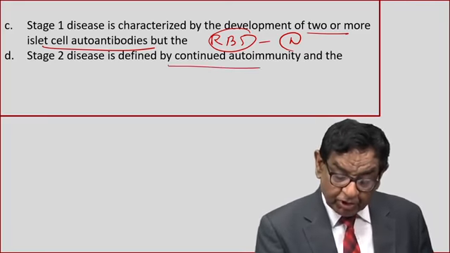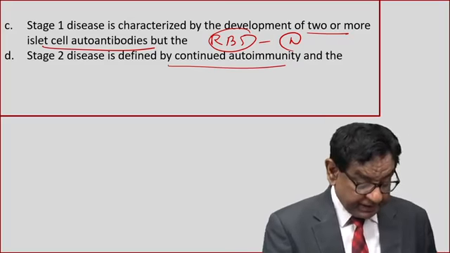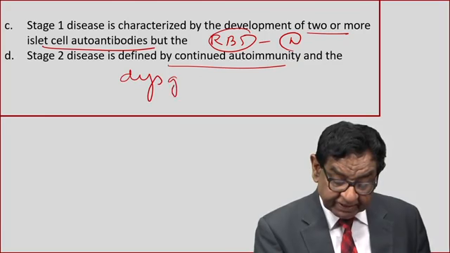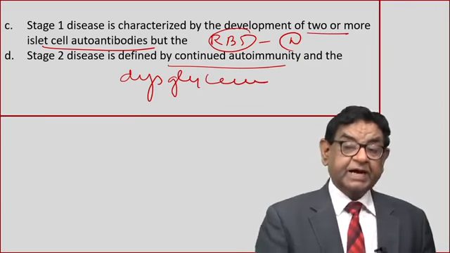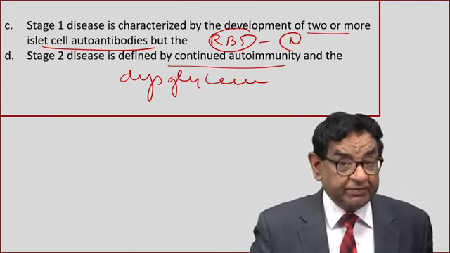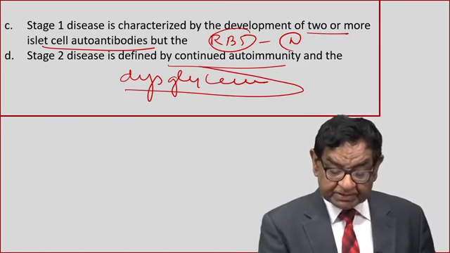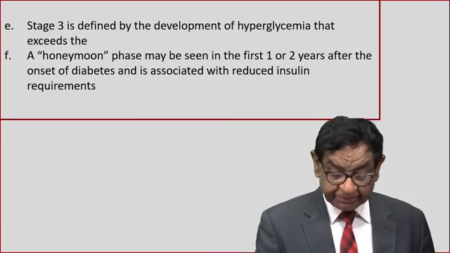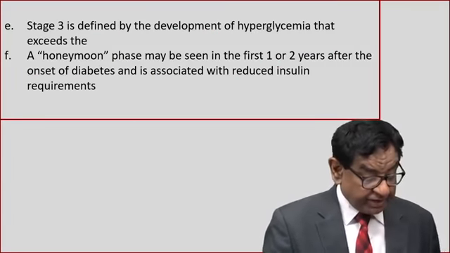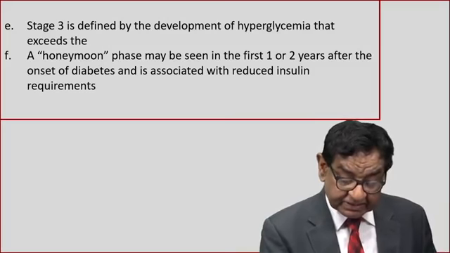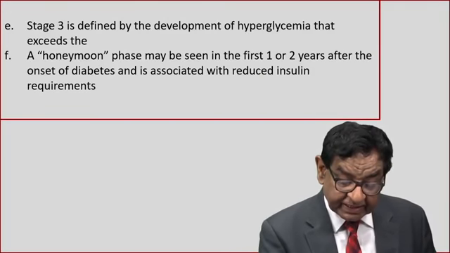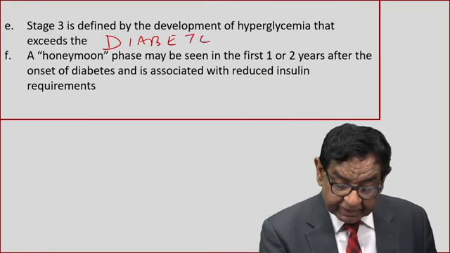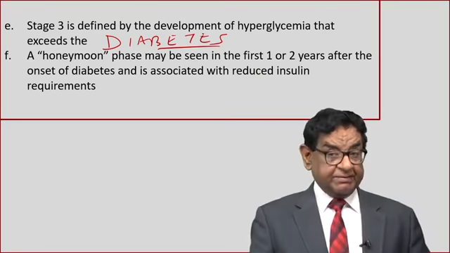Stage 2, continued autoimmunity, and now starts development of dysglycemia. That means the difference between type 1 stage 1 and stage 2 is that some disturbance of glucose level starts occurring. And stage 3, what we define as classical hyperglycemia, which now exceeds the diabetic range. Now the patient has overt diabetes.